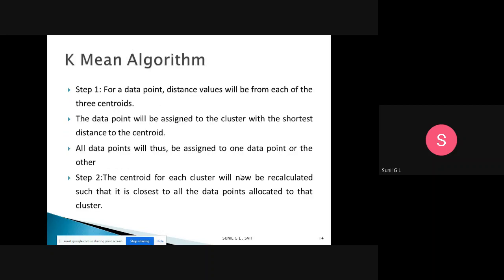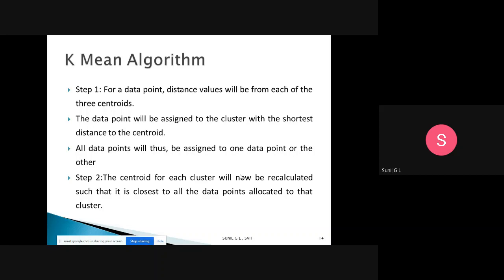Then after that, step 1, what do you need to do? For a data point, the distance value will be calculated from each of the 3 centroids. You have taken 3 centers, take one data point and calculate the distance from each centroid. Then the data point will be assigned to the cluster with the shortest distance to the centroid.